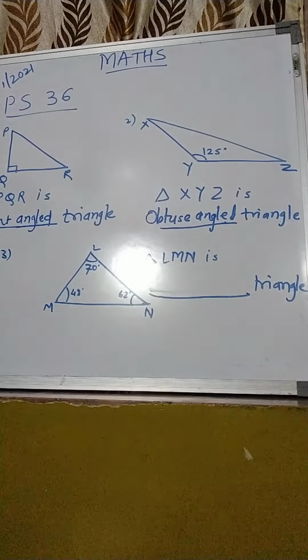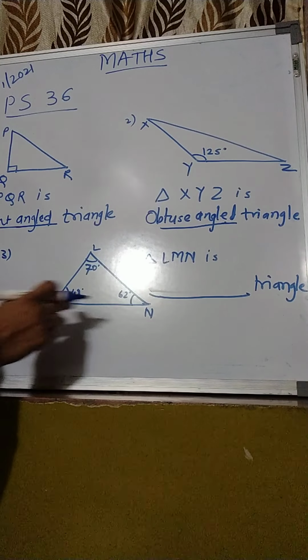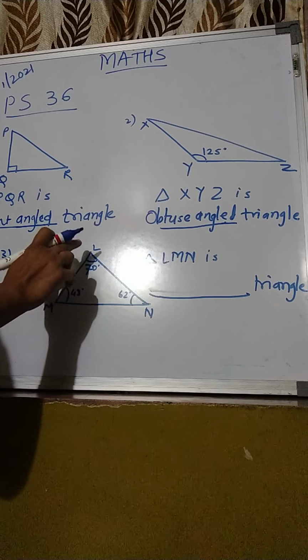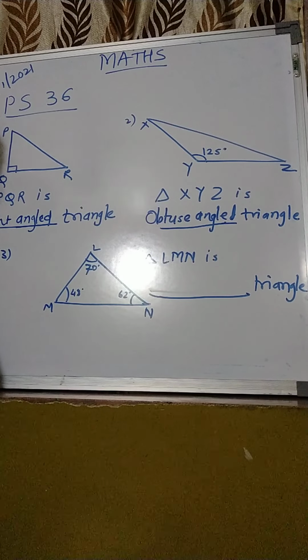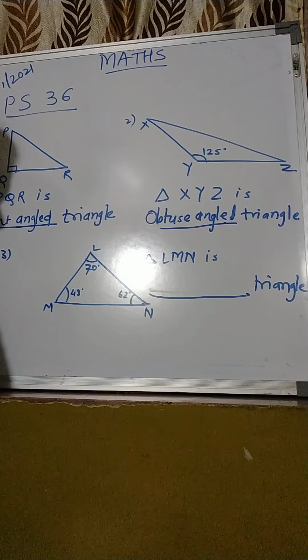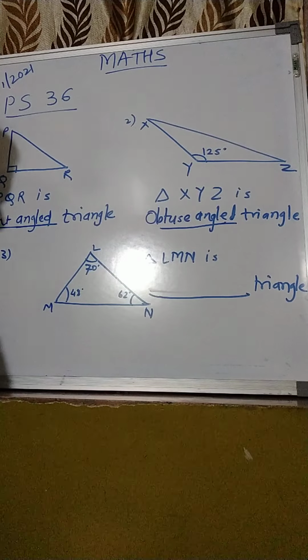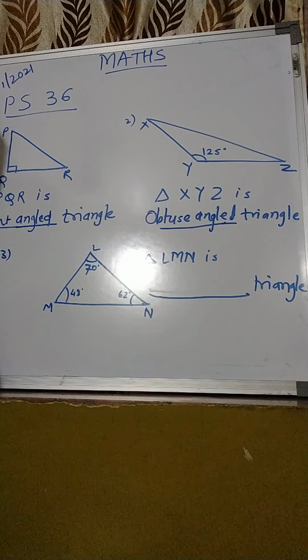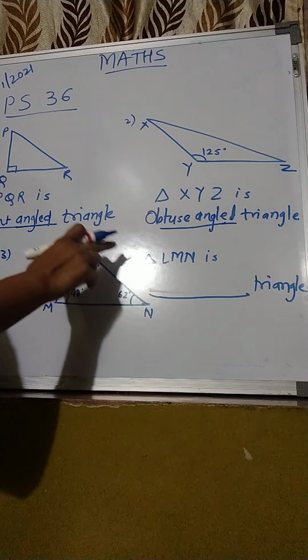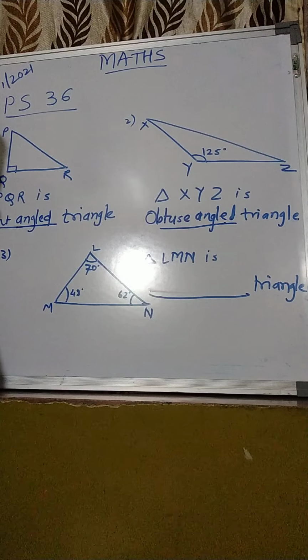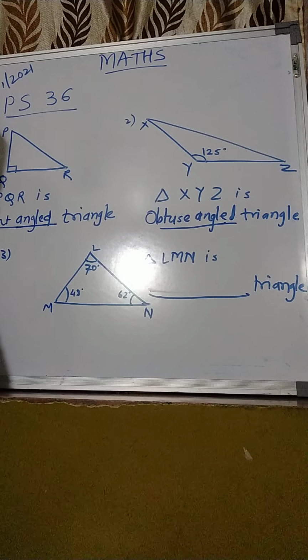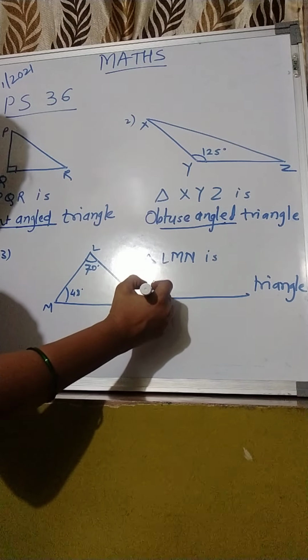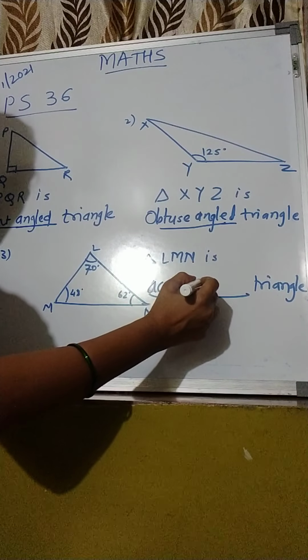Now the third one, here triangle LMN is given. Angle L is 70 degree, angle M is 48 degree, angle N is 62 degree. So all three angles are acute, right? That's why this LMN is an acute angle triangle. So write acute angle.